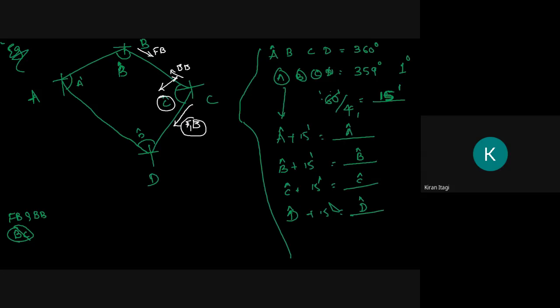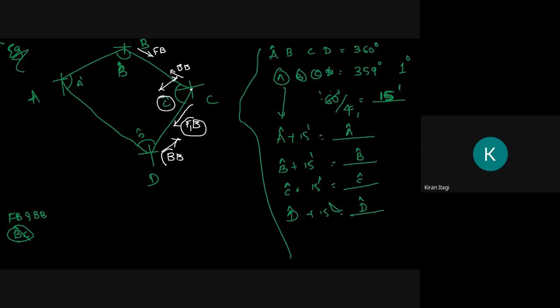Now, when I get the forward bearing for line CD, I will determine the back bearing. Back bearing equals forward bearing plus or minus 180 degrees. If it is greater than 180 degrees, use the negative sign. If it is lesser than 180 degrees, use the positive sign. So here you will get the back bearing.